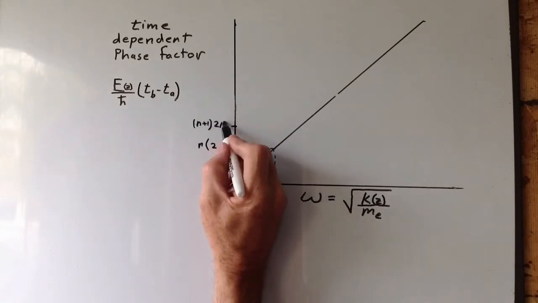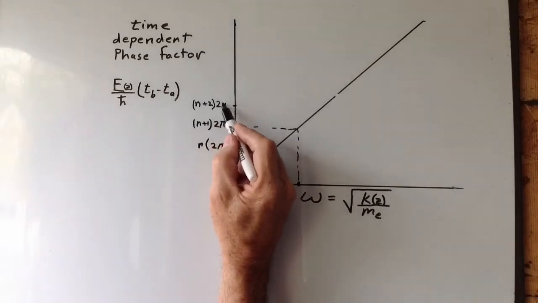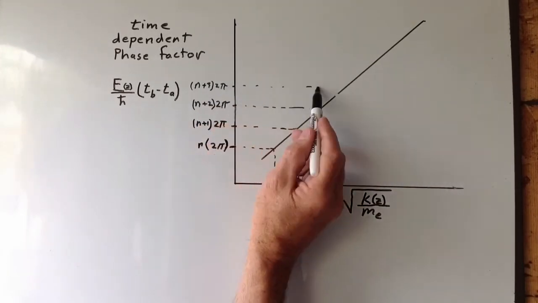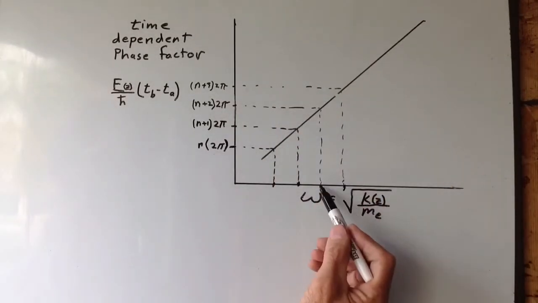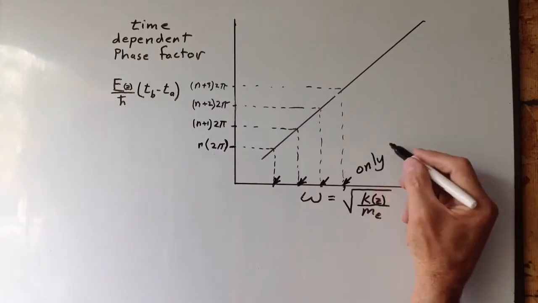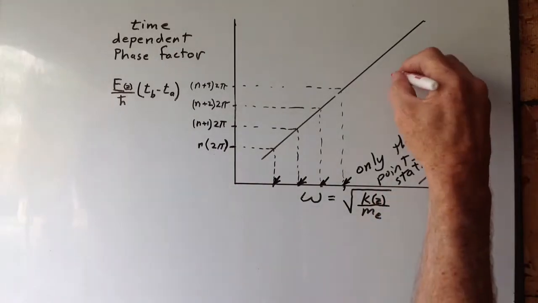We now choose a phase factor equal to an integral number of 2 pi, call it n times 2 pi, and draw in n plus 1, n plus 2, and n plus 3 times 2 pi. As we saw previously, only these points will be stationary. All the in-between points will not give a stationary state.